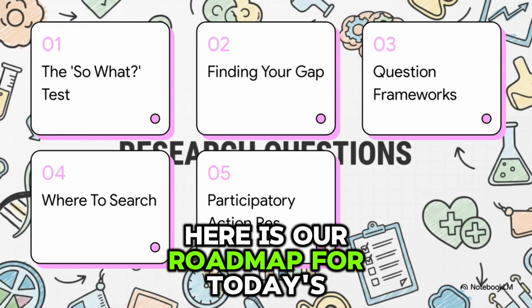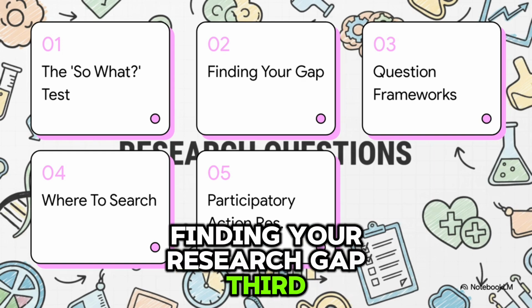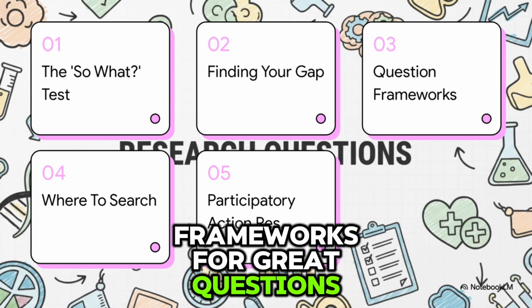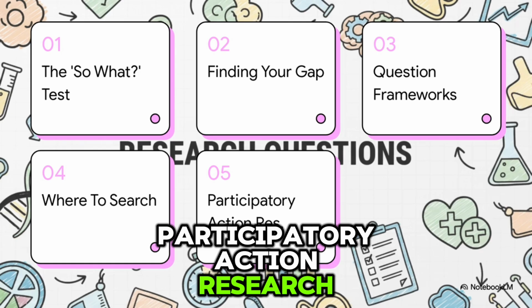Here is our roadmap for today's explainer. First, the so what test. Second, finding your research gap. Third, frameworks for great questions. Fourth, where to search. And finally, participatory action research.